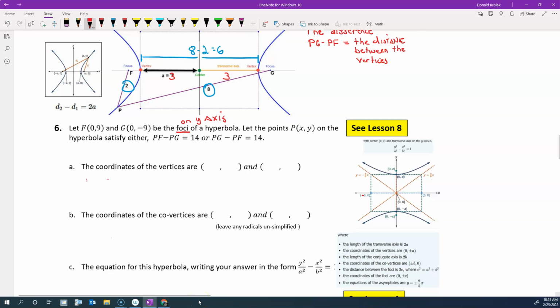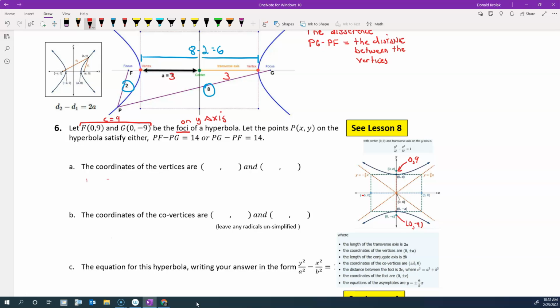The first question is asking, what are the coordinates of A? In my drawing right here, these are the two focal points. That's (0, 9), and this guy down here is (0, -9). So the value of C is 9. Right there, C is equal to 9.